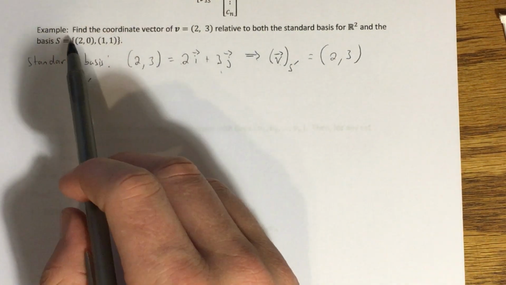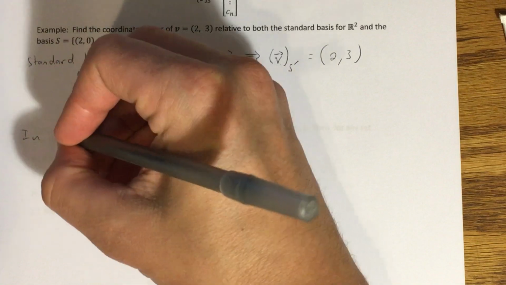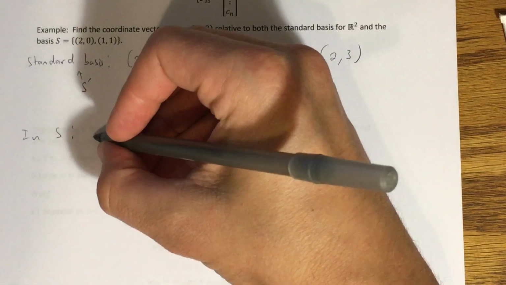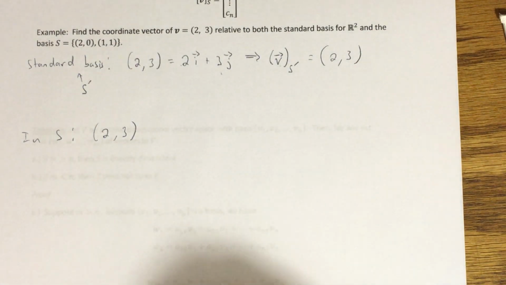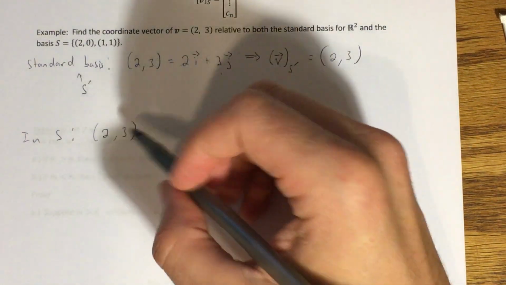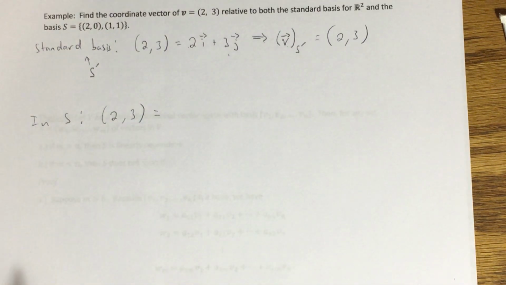Okay, so s equals {(2, 0), (1, 1)}. Calling that s, we're in s now, and we're still working with the vector (2, 3), but I need to figure out a different linear combination of these two vectors that comes out to this. Now there's a couple of different ways to come up with that linear combination, but I'm going to try to do this one by inspection.